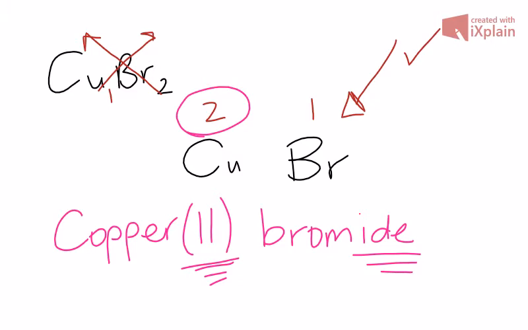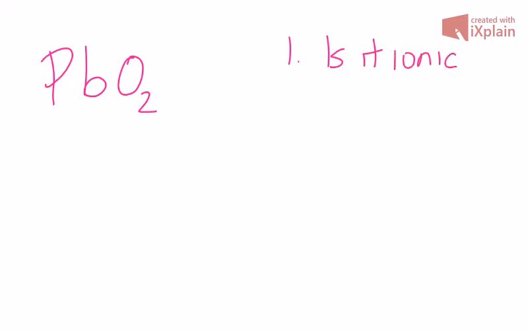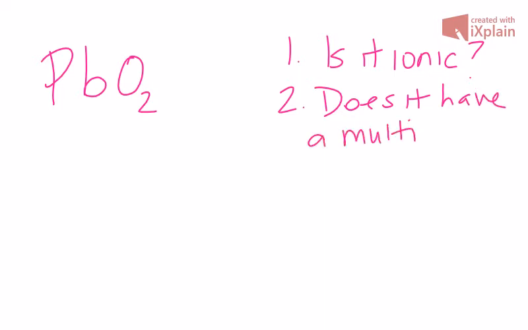Okay, let's try another one. Let's write the name of PbO2. So again, let's write out our steps. Is it ionic? And again, you can pause this video at any time to write yourself a series of notes, have a flow chart of questions you're going to ask yourself to make everything a lot easier. So the first thing, is it ionic? The second thing, does it have a multi-charged metal?